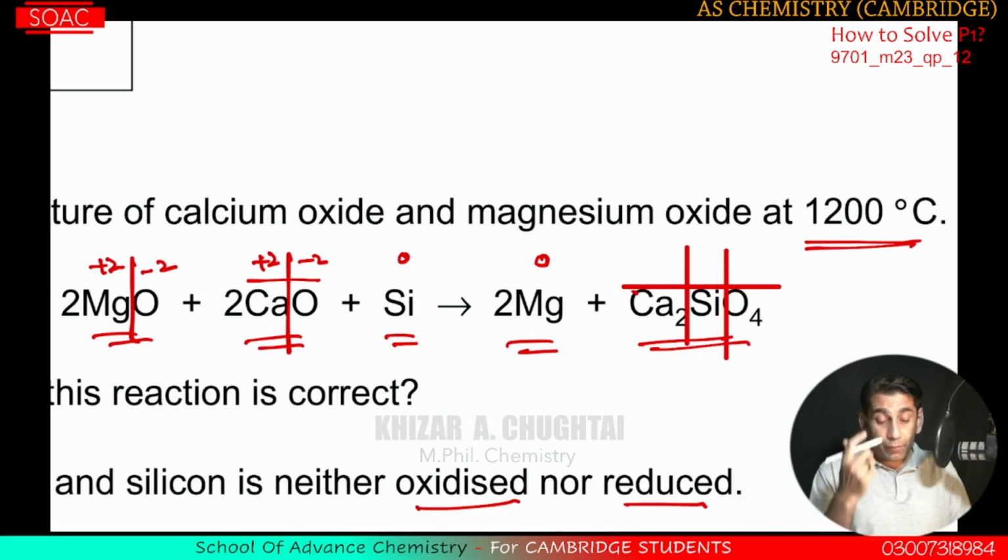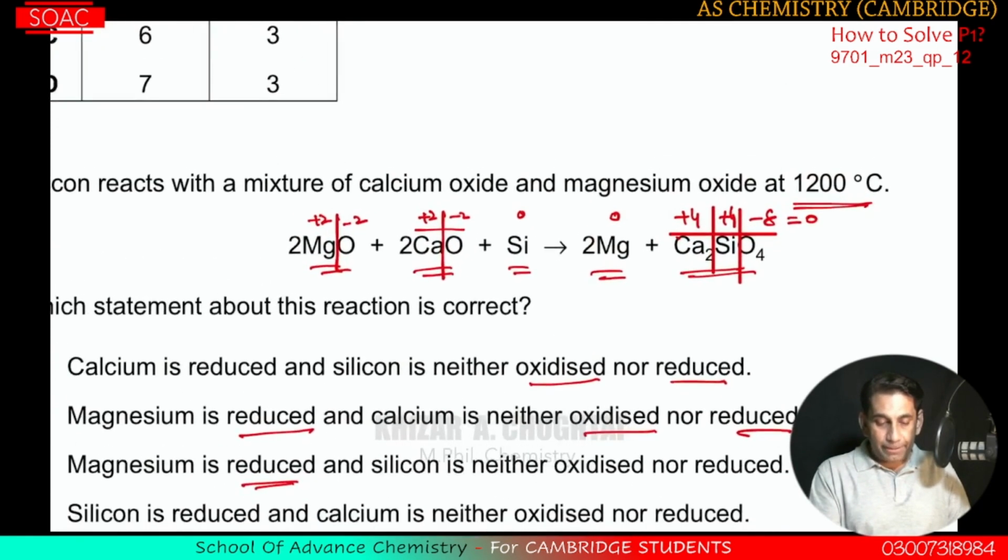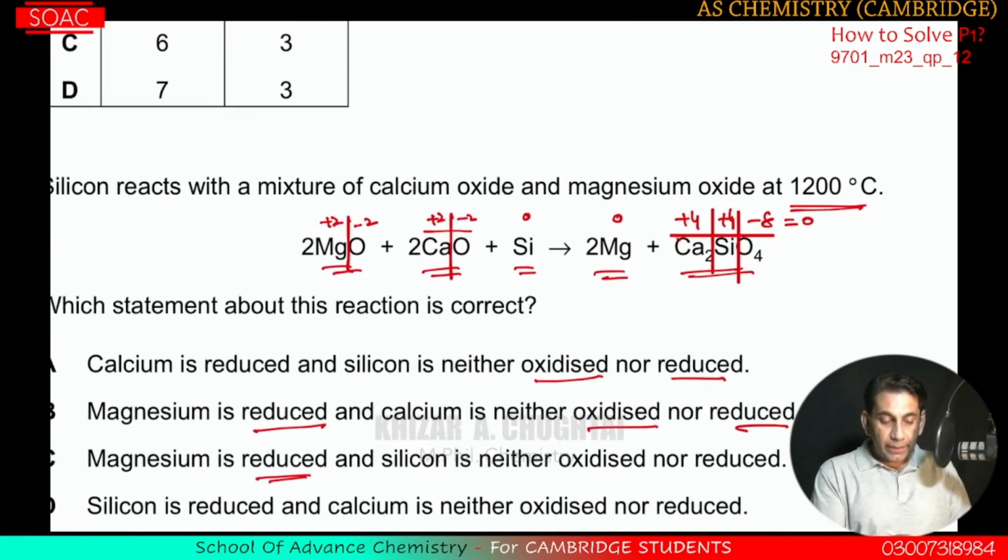It's going to have once again +2 oxidation state. So 2 calcium means +4 over here. Oxygen is equal to -2. -2 into 4 is -8. To make the sum equal to 0, I'm putting +4 over here. So silicon is showing +4 oxidation number. What is changing, basically?